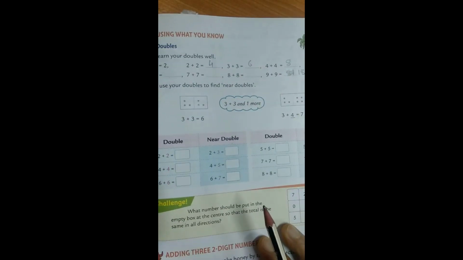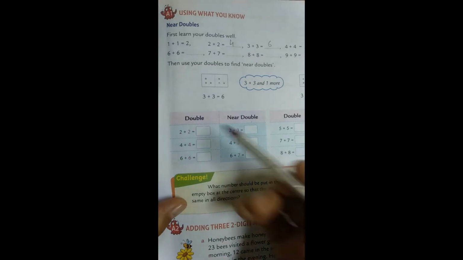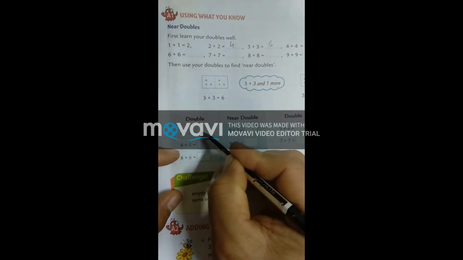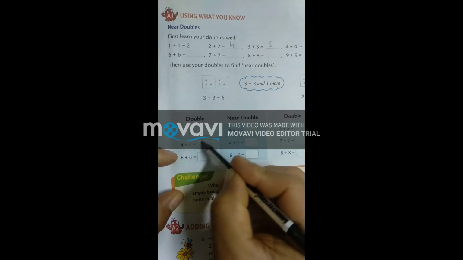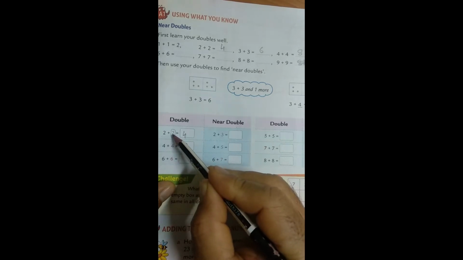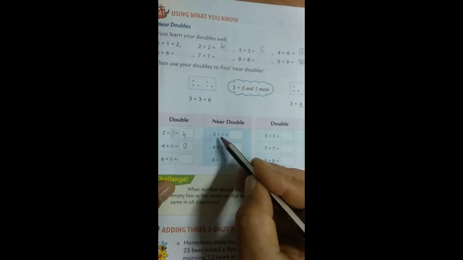So now we will come to the next one. Double: 2 plus 2. We know 2 plus 2 is 4. 4 plus 4 is 8. This you can do yourself. Near double means instead of 2, the next number is written. Instead of 2 you write the next number.